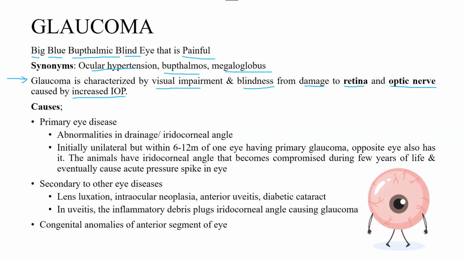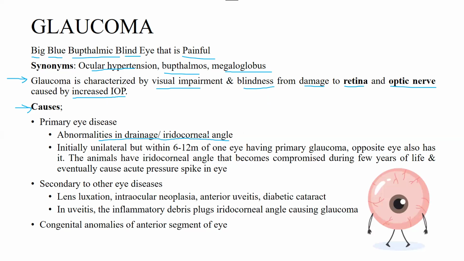Basically, if you remember anterior uveitis, you see that this topic is the whole reverse or opposite of uveitis, where we were having decreased IOP and here we are having increased IOP. So let's move towards the causes of glaucoma. We have three main causes: the primary eye disease, the secondary, and the congenital. Talking about the primary eye disease, it is any abnormality in the drainage angle, or iridocorneal angle. If any abnormality happens in that, the eye is going to have increased IOP.